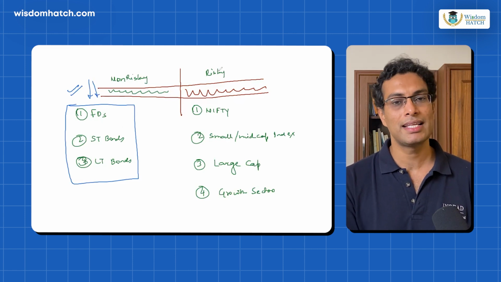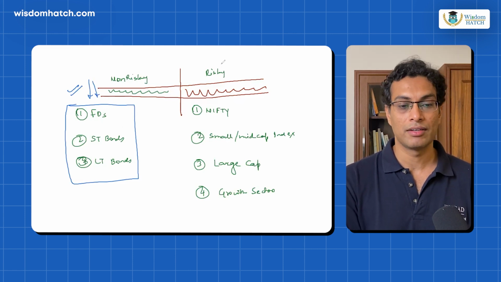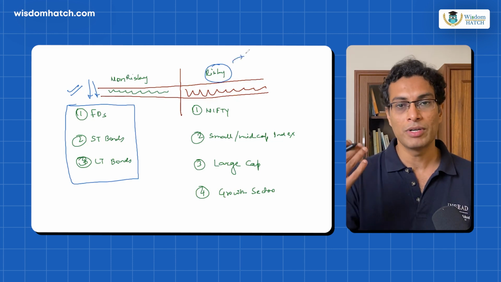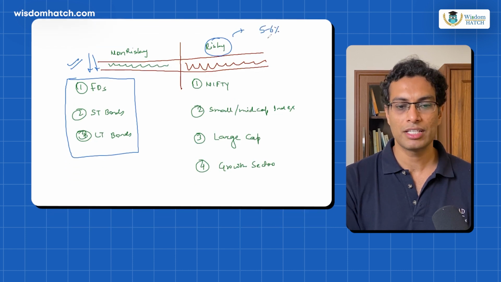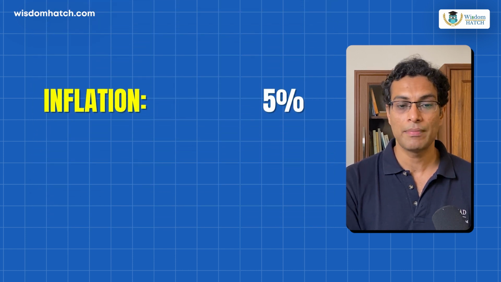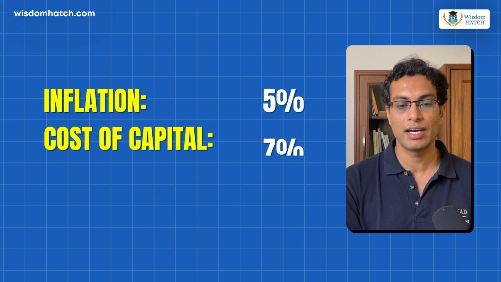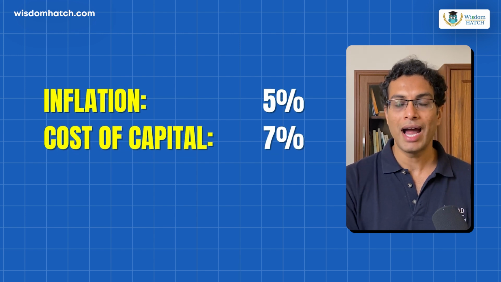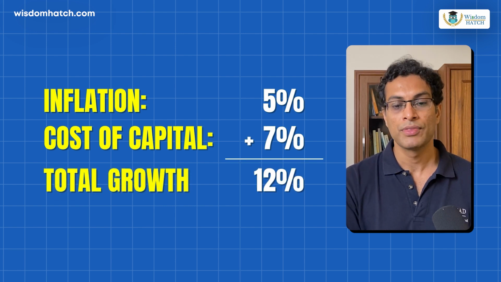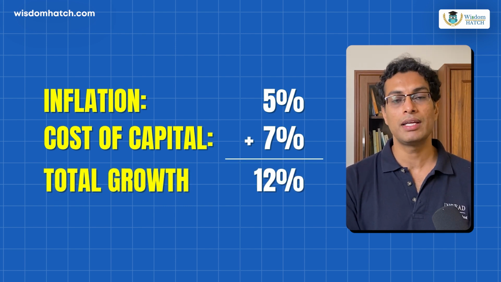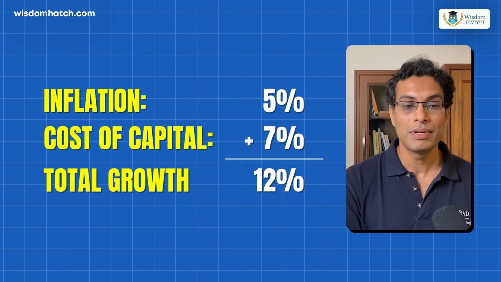The second key reason is that, as I explained earlier, the equity market, which is the risky component of this barbell, in India is likely to do much better. Because in India, the inflation or stated inflation is 5 to 6%, and India's cost of capital for average corporates is somewhere around 7 to 8%. So if you add both these numbers, it comes out to be between 12 to 14-15% growth. So this growth is likely to happen in the equity market. So you can't miss that, right?